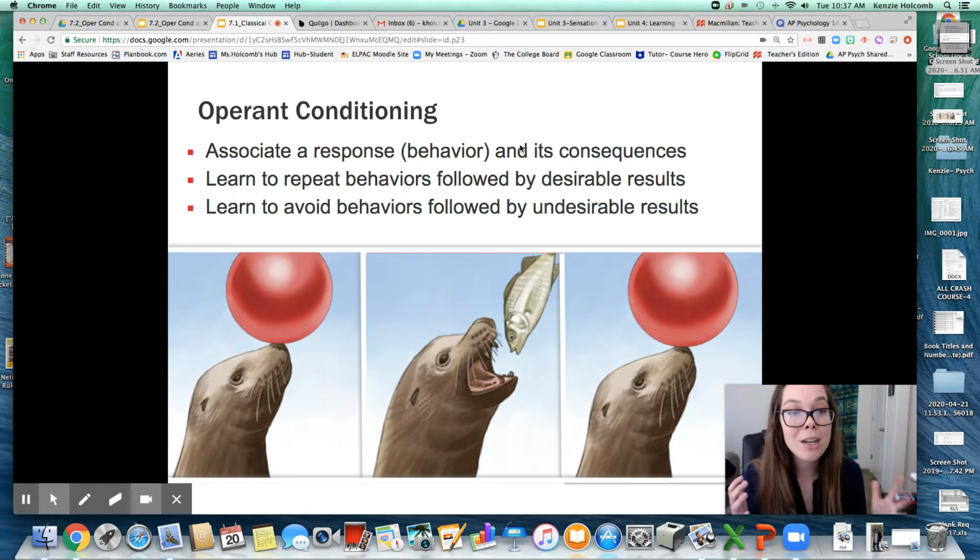So think of operant conditioning as the reward system. Okay, it's the reward system. If you've ever had any little children running around, you know exactly what the reward system does. And this is where they learn to avoid behaviors that are undesirable, right?